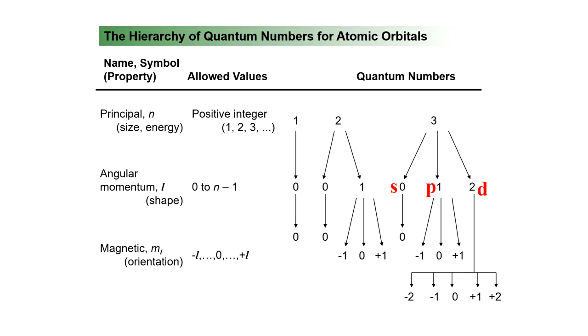Now, if we're in the n equal to 3 state, then our L value can be 2, and if L is 2, then m sub L can be -2, -1, 0, +1, or +2. Now, it turns out for each one of these states listed on here, you can put 2 electrons into that particular state, but only 2. So you can never put more than 2. There's no case where we ever observe an orbital that has more than 2 electrons in it.